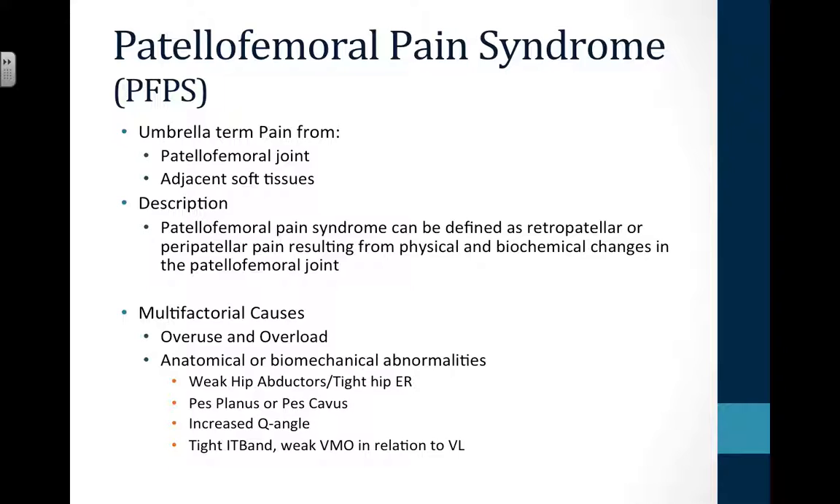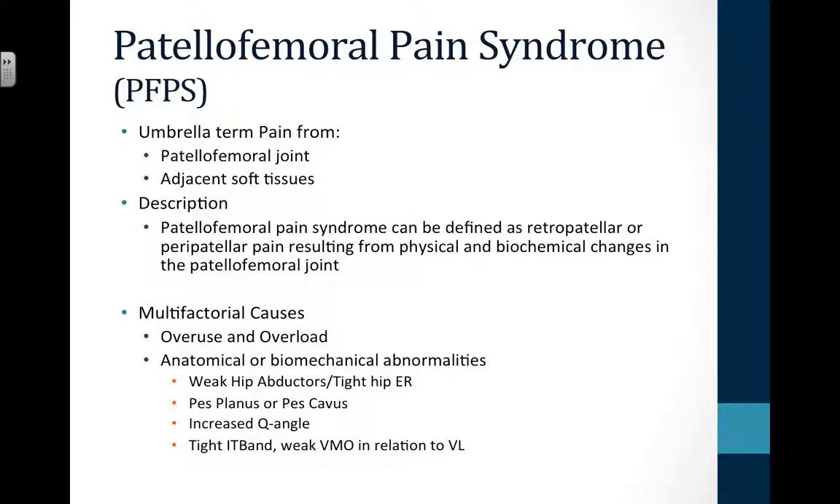Number one, what we would consider is a weak hip abductor and tight hip external rotators. Interestingly, a study in 2011 of high school running athletes, over 1,000 athletes, showed that as someone progresses into patellofemoral pain syndrome, they start to lose hip abduction and external rotation strength. So we're going to consider external rotation might be tight, but it also might be something that begins to weaken over time.